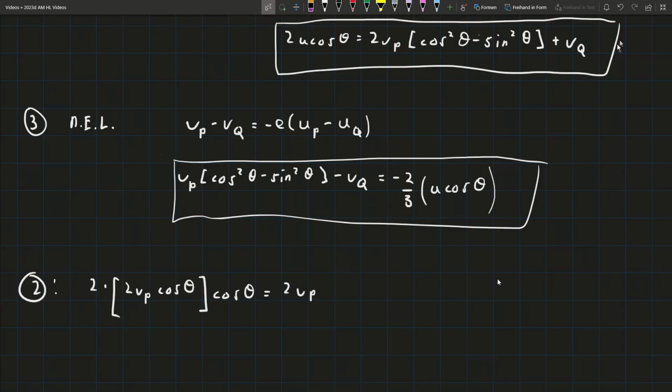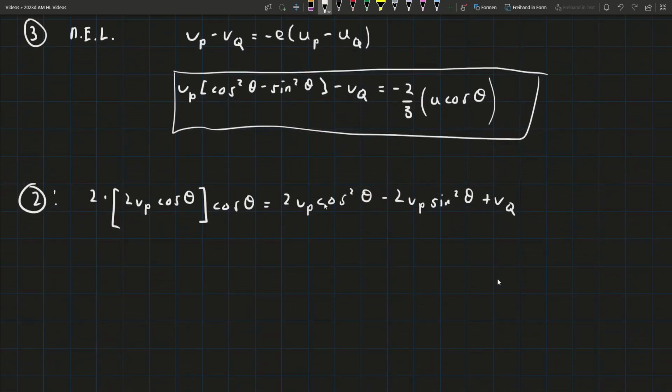and if we expand out these brackets now, because we see that we have a cos squared theta here, we could get some nice cancellations going. So 2Vp cos squared theta minus 2Vp sine squared theta, and then plus Vq. We can get some more simplifications if we bring this. So here we'll have 4Vp cos squared theta, here we have 2Vp cos squared theta. Bring that to the other side. We'll get 2Vp cos squared theta equals Vq minus 2Vp sine squared theta.